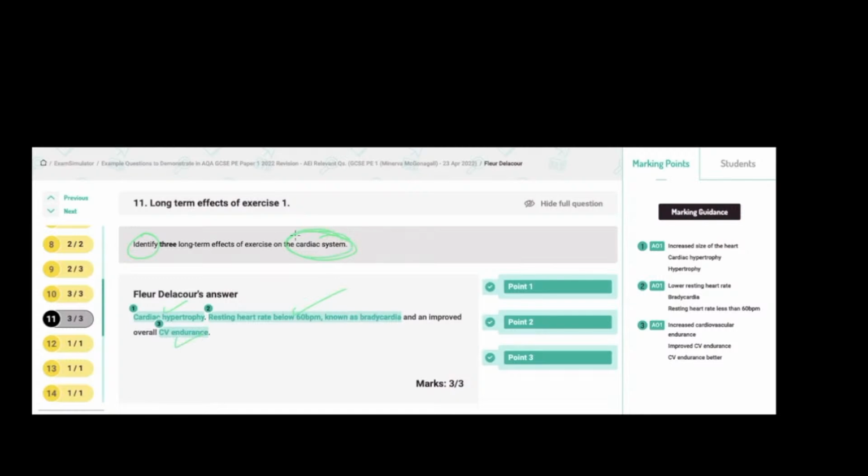So make sure you're able to pick out phrasing like that so you can answer specifically, not just know the list of stuff that you've got.